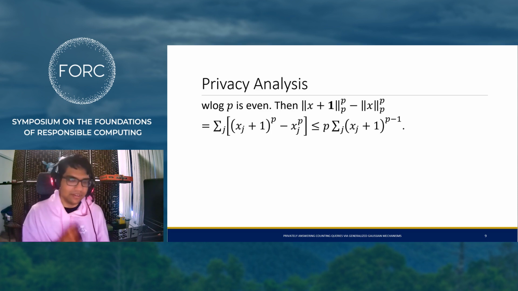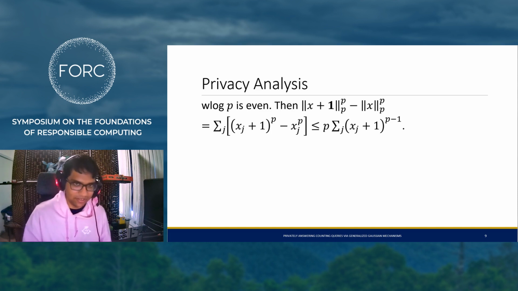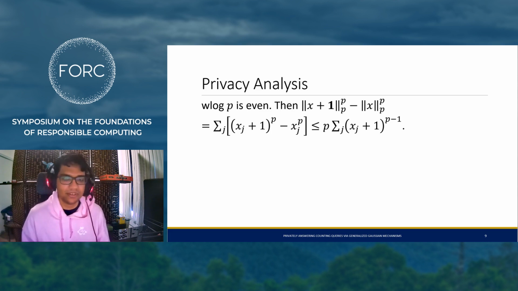Since we're looking at the difference between two Lp norms to the p, we can decompose each Lp to the p norm as the sum of the powers of the coordinates. So we get that the difference between these Lp to the p norms is the sum over j of (xj plus 1) to the p minus xj to the p. Then we can just use calculus to bound each of these differences by p times (xj plus 1) to the p minus 1. Now we want to tail bound this quantity, p times the sum of (xj plus 1) to the p minus 1.